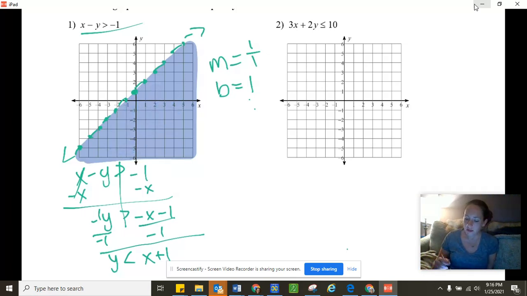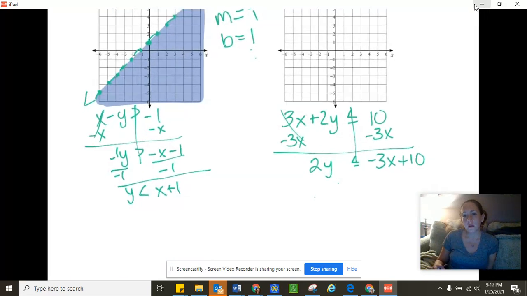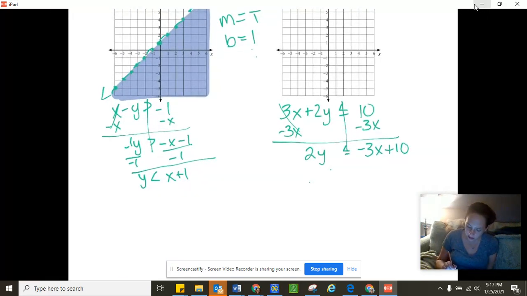All right, so for this one, same thing, I have to solve it for y. It's less than 10. So I'm going to do the same two steps that I did before. I'm going to subtract 3x on both sides. And I get 2y is less than or equal to negative 3x plus 10. So then I'm going to divide everything by 2.